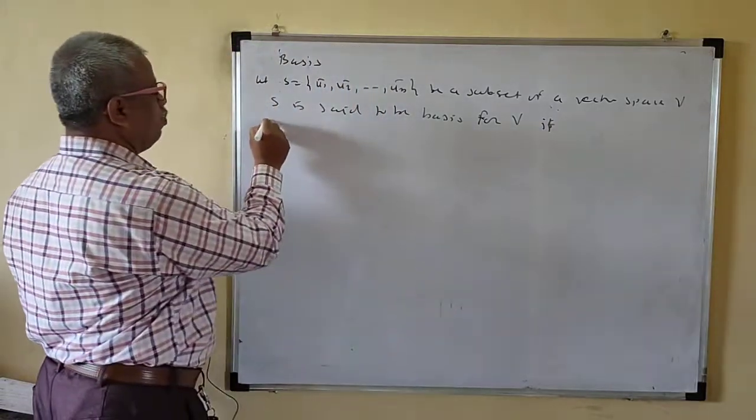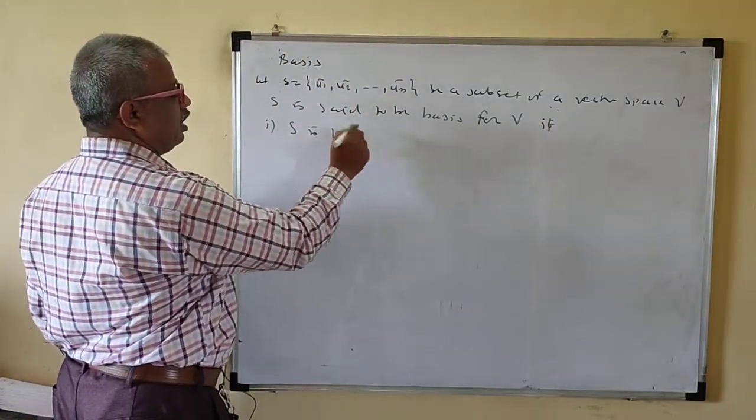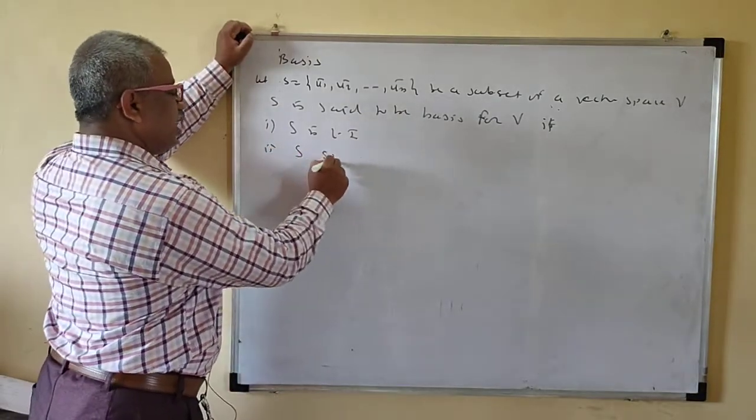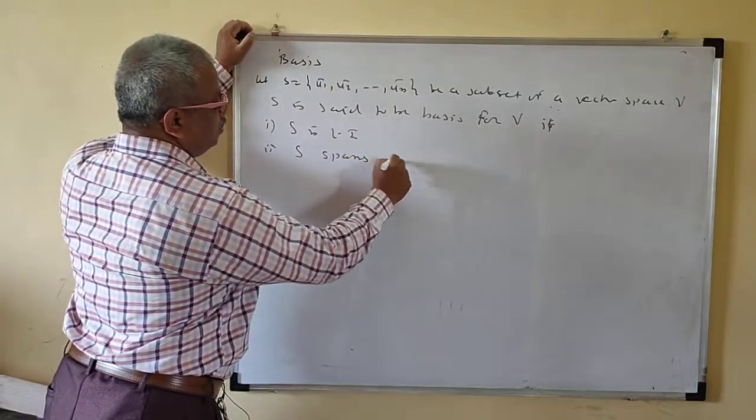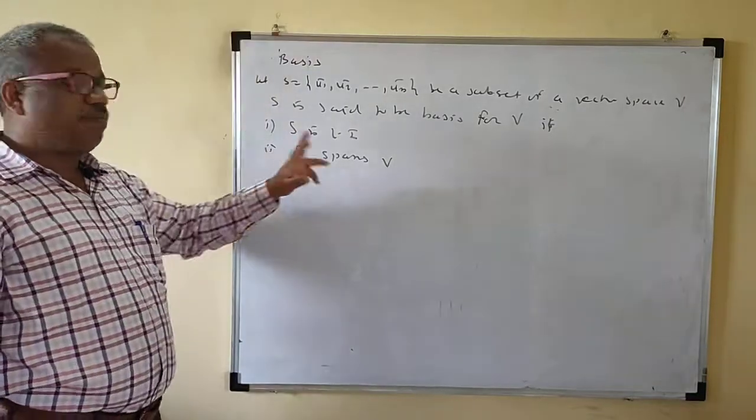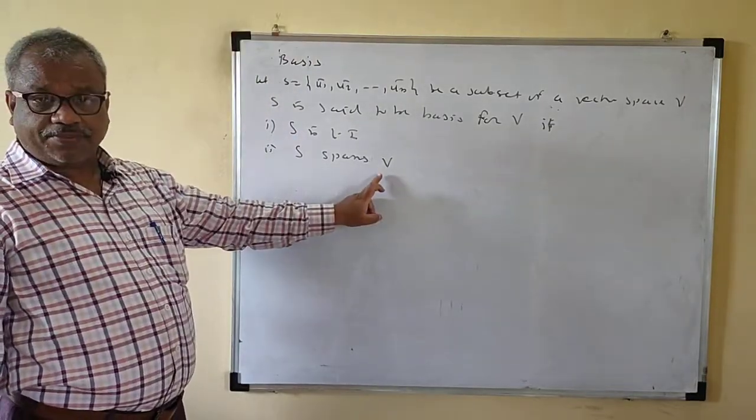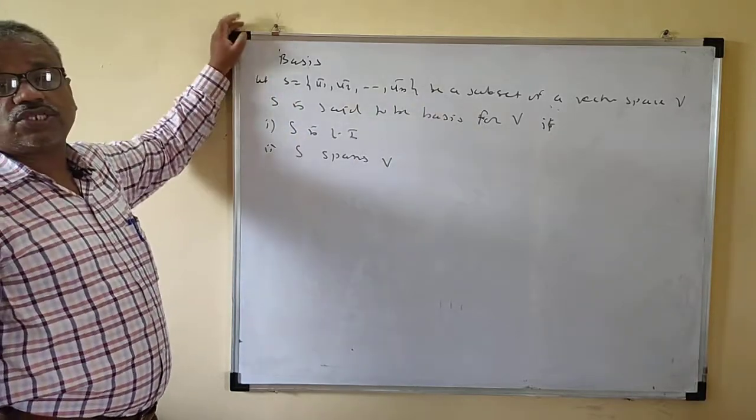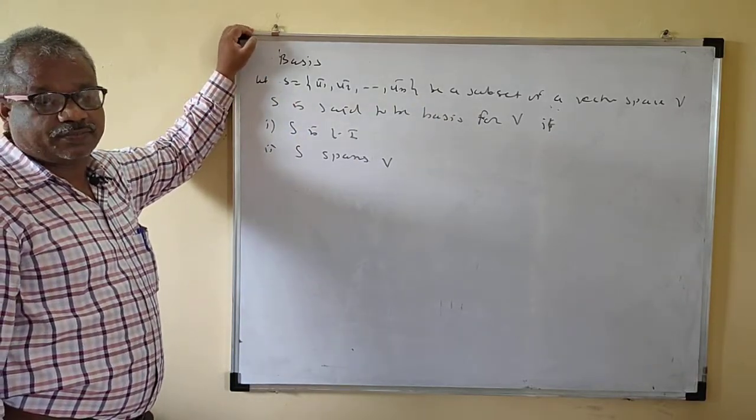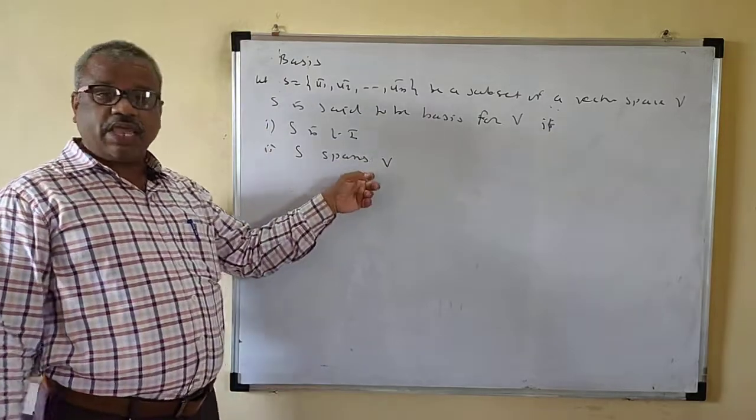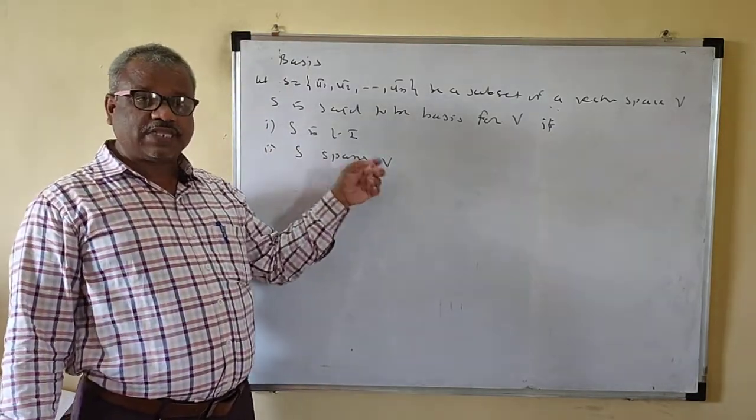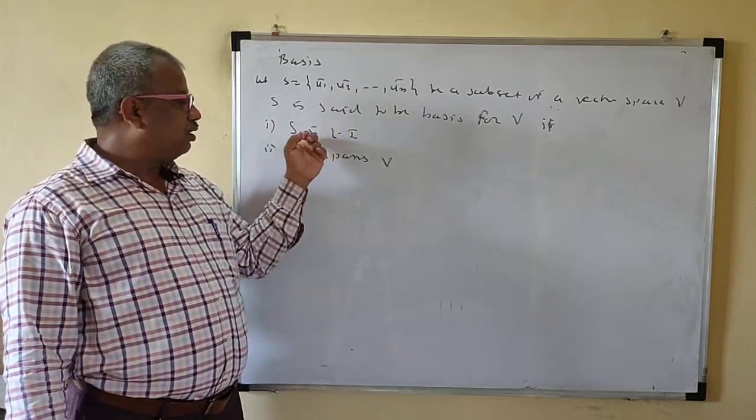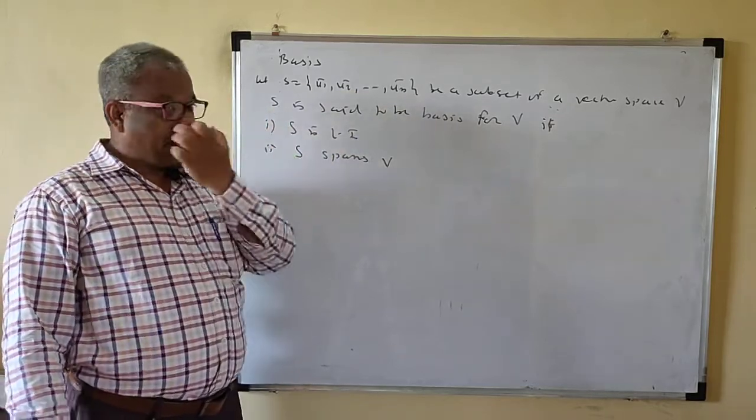if, one, S is linearly independent. Second, S spans V. That means what? S spans V means every vector in V is expressed as a linear combination of vectors in S. So when we say that S spans V, every vector of V is expressed as a linear combination of vectors in S. And the second condition is that S is linearly independent.